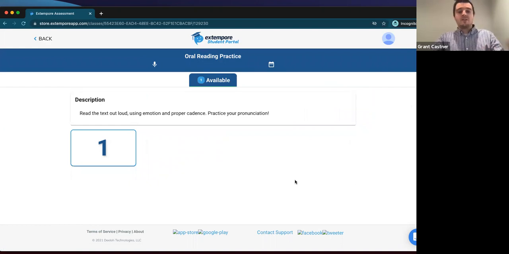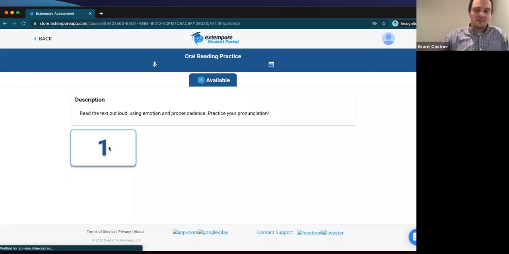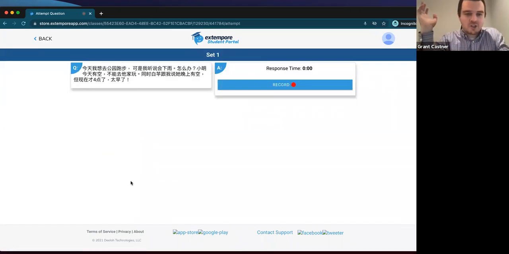So it says read the text out loud using emotion and proper cadence. Practice your pronunciation. That's boring, right? We want our students to emote, to show that they can use their emotions outside of their L1 language. I click in. Oh my gosh, it's all Chinese to me. However am I going to read this? I click record.